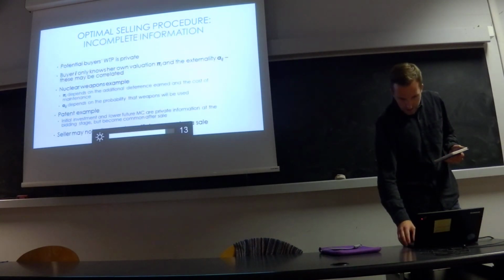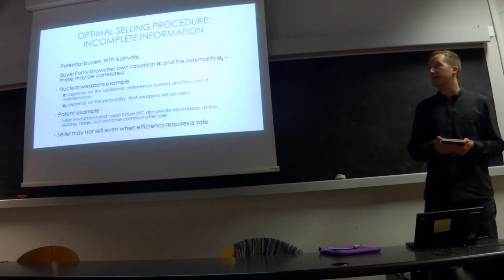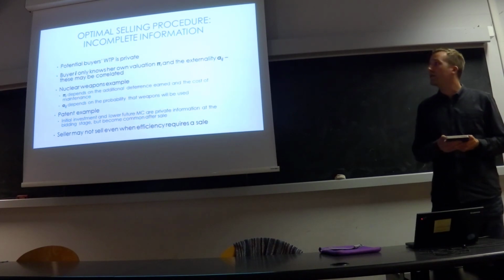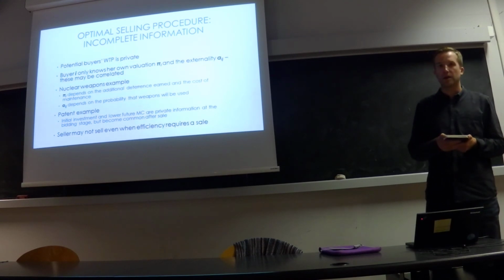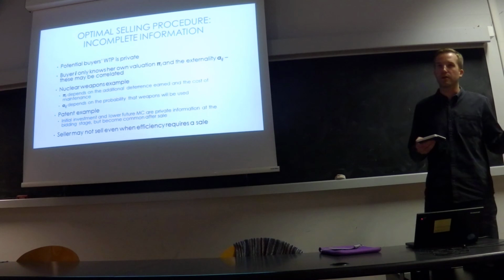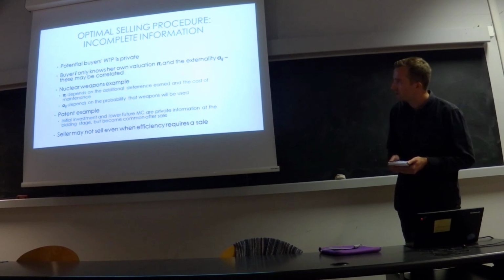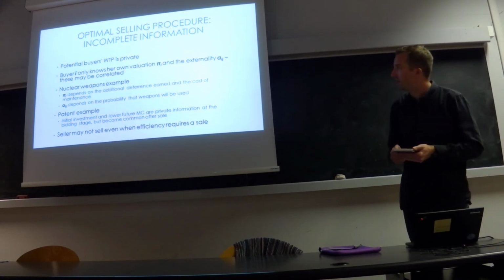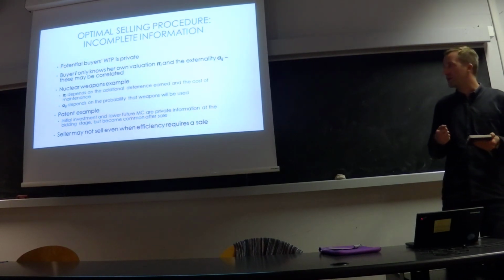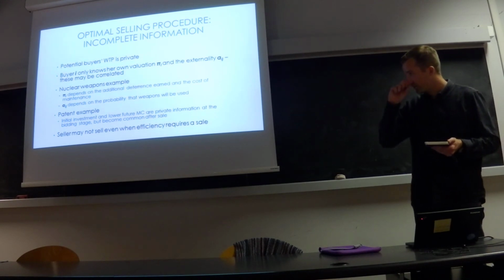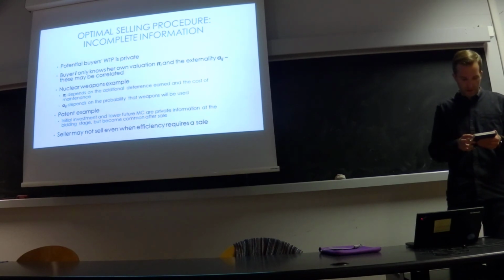The second case is of incomplete information. So now the potential buyer's willingness to pay is private, and each buyer only knows her own valuation and the size of the externality. These two may be correlated, because the more I value it, probably the more externality will flow to others from that. So back to the nuclear weapon example, the valuation might depend on the additional deterrence earned, but also on the cost of maintenance, which may be too high. And the size of the externality depends on the probability that the weapon will be used.